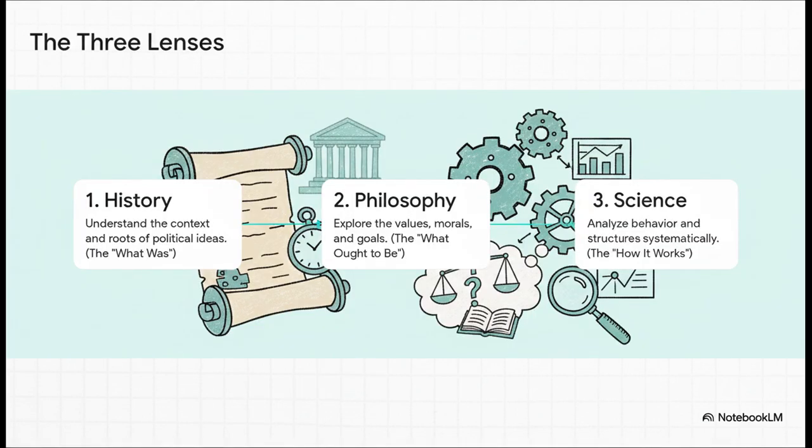And boom, here they are, our 3 lenses. First, you've got the history lens. That's all about understanding the context, the roots of ideas, the what was. Then you switch to the philosophy lens. This is where you explore the big questions about values and morals, the what ought to be. And finally, you've got the science lens, which is all about analyzing how things actually work on the ground, the how it works. Let's try looking through each one, shall we?